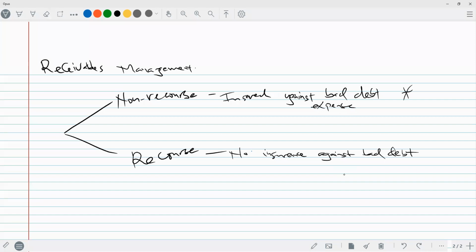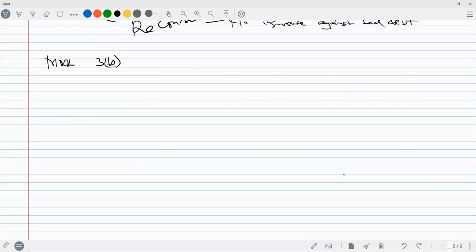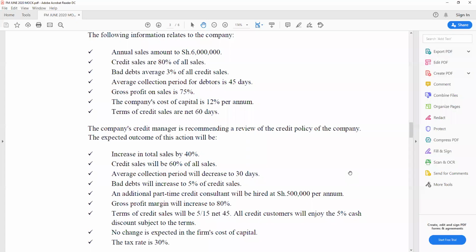Okay, so here this is the mock, question 3B. So the first is the increase in profit. So we can have here the current profit, the current profit the company is making from its sales. Let me just go back to the question.